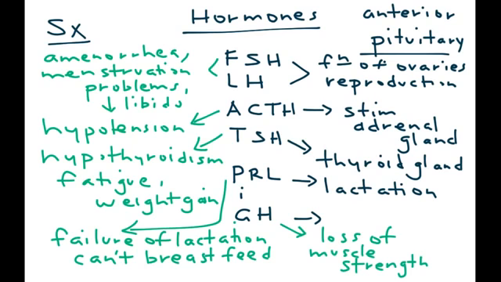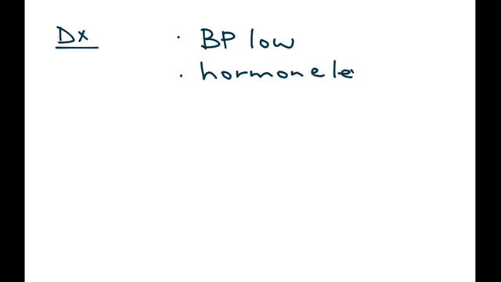The most common of these symptoms in someone with Sheehan syndrome is this one right here. Failure of lactation, inability to breastfeed. Diagnosis involves measuring the blood pressure because hypotension is very common, and of course you would have to measure the hormone levels to see that they are low, meaning not being produced in sufficient quantities.